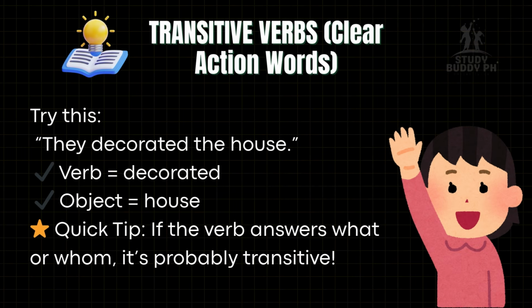Try this. They decorated the house. Verb equals decorated. Object equals house. Quick tip: if the verb answers what or whom, it's probably transitive.